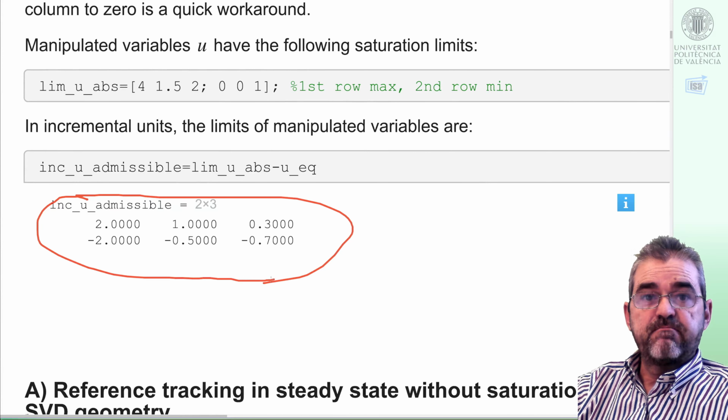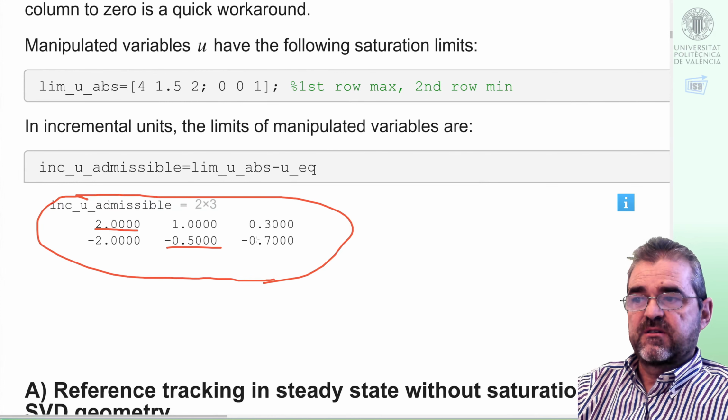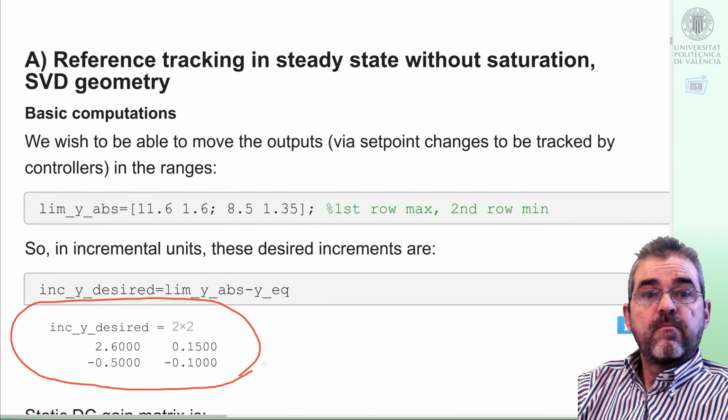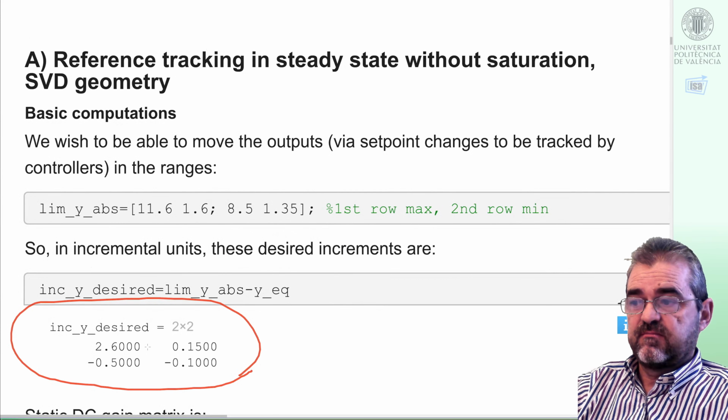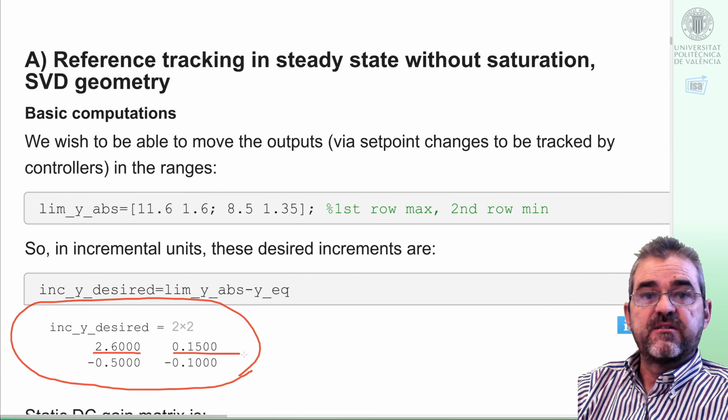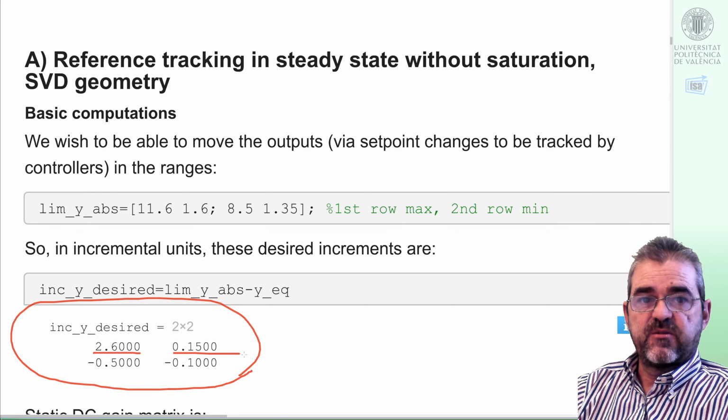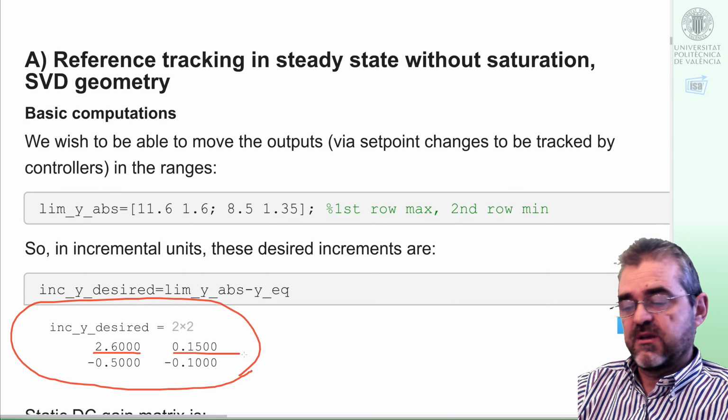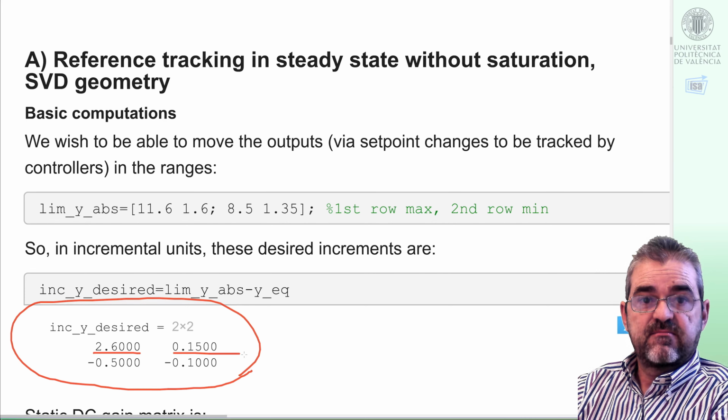With these admissible manipulated variable increments, we'll choose the worst case minimum absolute value, this and this, to build our diagonal input scaling matrix. Also, with the maximum increments desired in setpoint changes, the most stringent case will be the one with maximum absolute value increments, because transient analysis will use symmetrical SVD sphere geometry. In this case the worst case is 2.6 and 0.15, so we'll build again a diagonal output scaling matrix for setpoint tracking tasks.